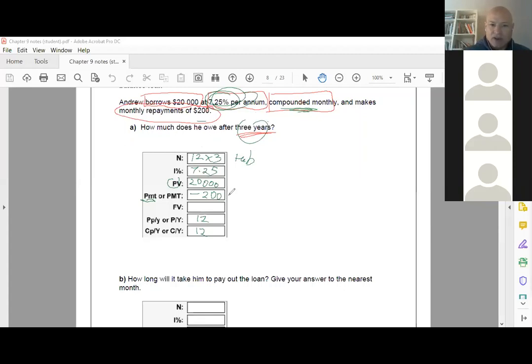How much does he owe after 3 years? Well, that's what we're trying to find out. Future value after 3 years. That's why we put the 3 years there. So let's put all this into our calculator and leave the FV, future value, blank. So 20,000. Make sure you get your right numbers in.